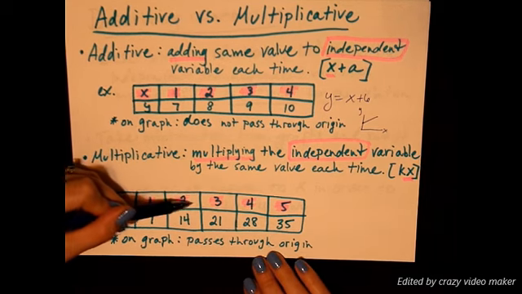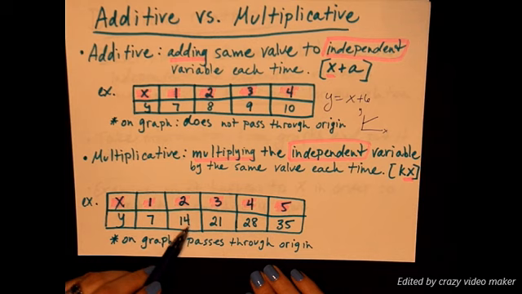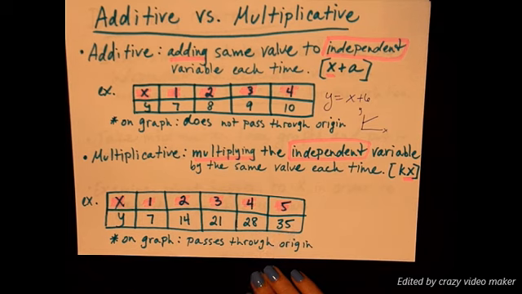If I do 2 plus 6, does that give me 14? No. 2 plus 6 is 8. So I know that it's not adding 6 each time because it doesn't work for every single entry in the table. We need to go back and look.